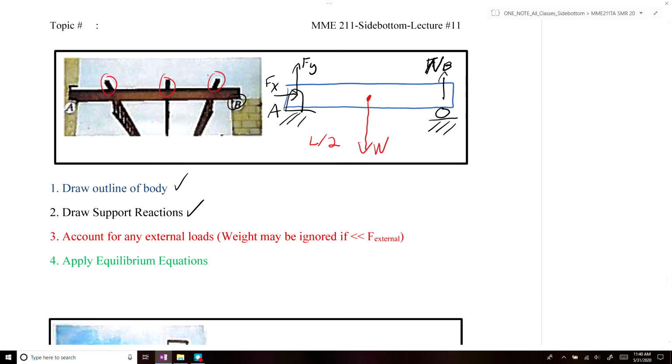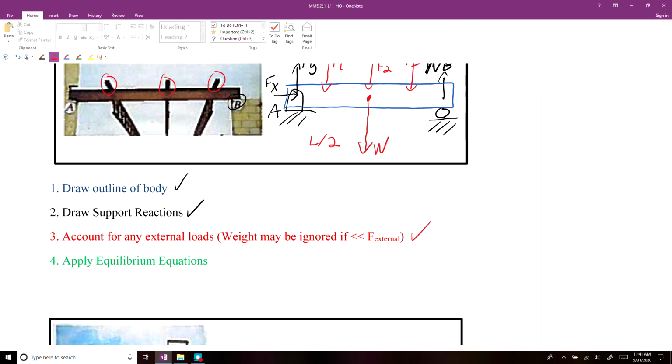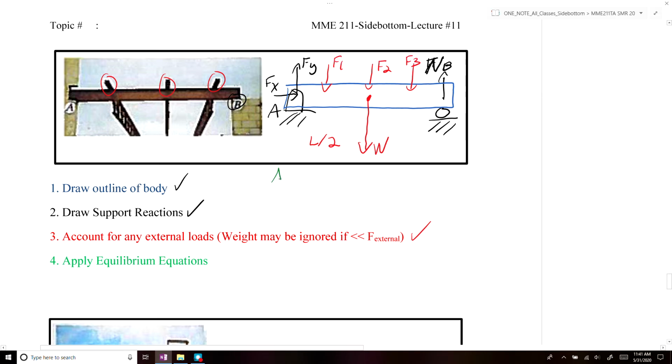So we can say that these 3 beams would apply 3 forces, F1, F2, and F3 on our system. And then the last thing we would do is apply our equilibrium equations. So we would sum all of our forces in x, set that equal to 0. We would sum all of our forces in y, and set that equal to 0.